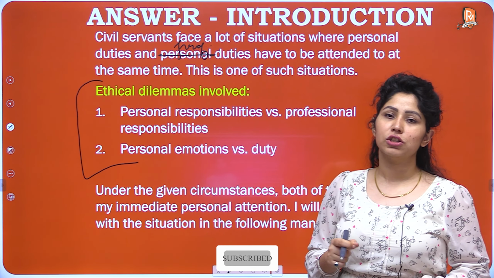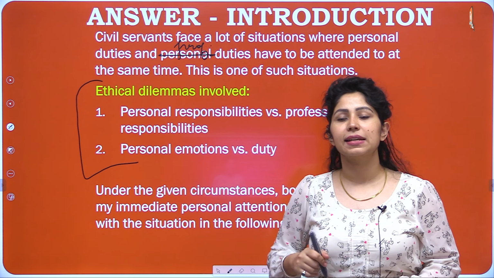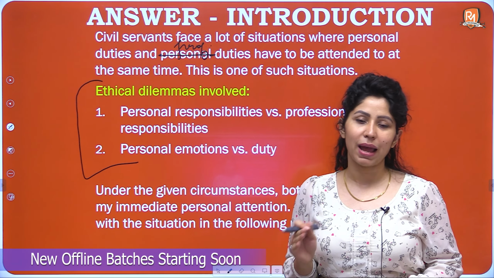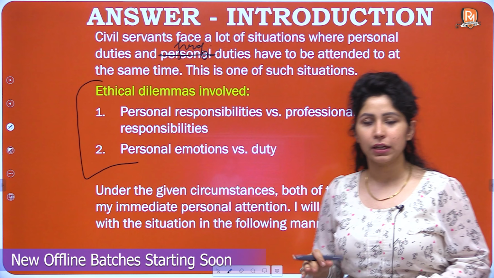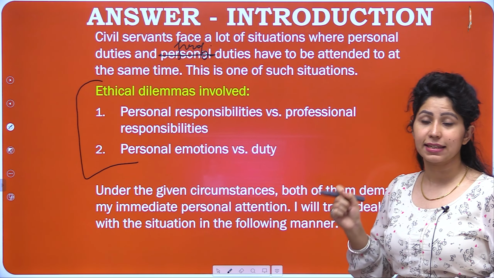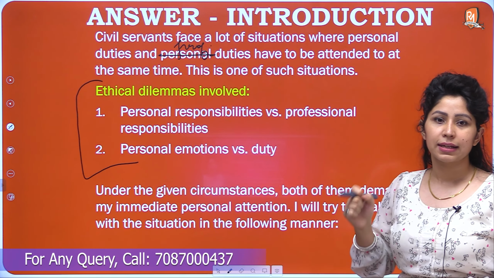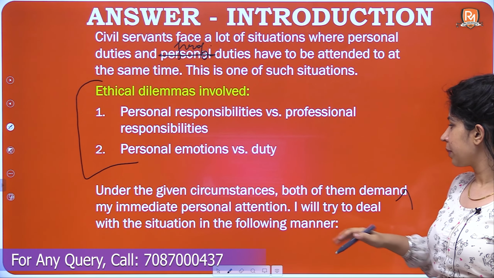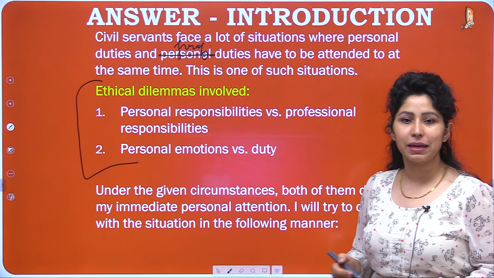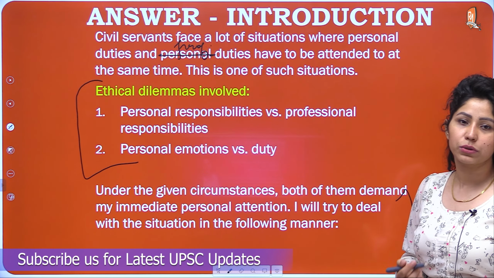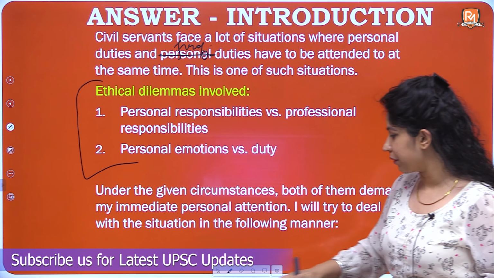So, under the given circumstances, what will be your call of action? The call of action should be to balance both of them, because an ideal civil servant balances personal and professional life. So, your solutions in ethics case studies have to be about balancing both the things. Under the given circumstances, both of them demand my immediate personal attention. I will try to deal with the situation in the following manner.